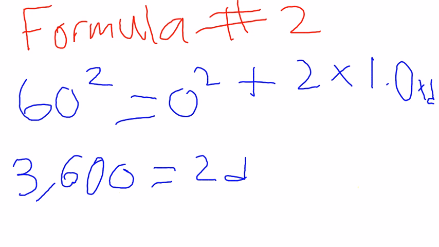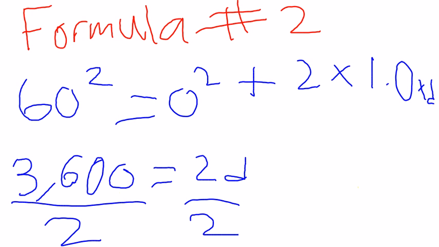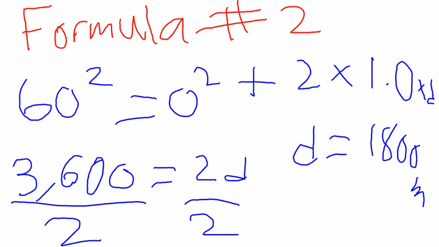As you break down the problem, 60 squared equals 3,600. 0 squared cancels out to 0. 2 times 1 equals 2, and 2 times D is what you come down to when you simplify. What you're going to do is divide off 2, and D is going to equal 1800 m, and that is your final answer.